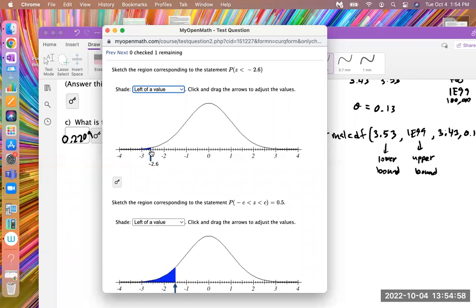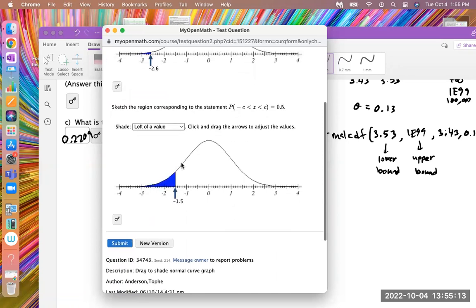Although don't get confused, because these are larger negative numbers, but larger negative numbers are actually smaller than small negative numbers. So that's why -3 is actually smaller than -2.6.